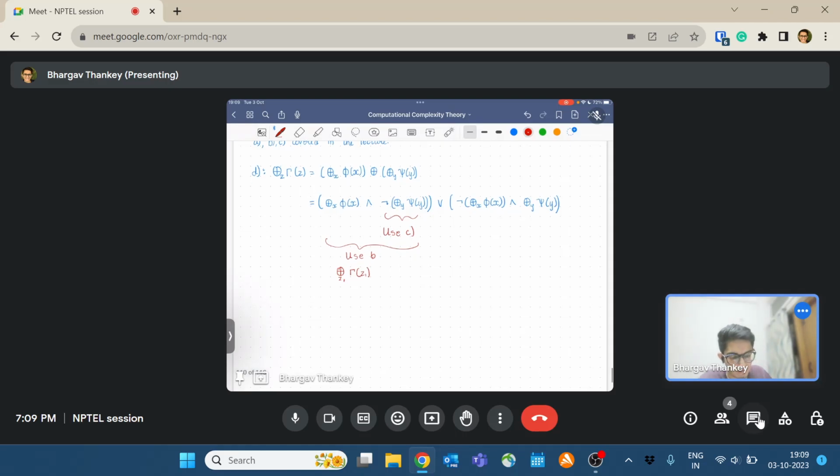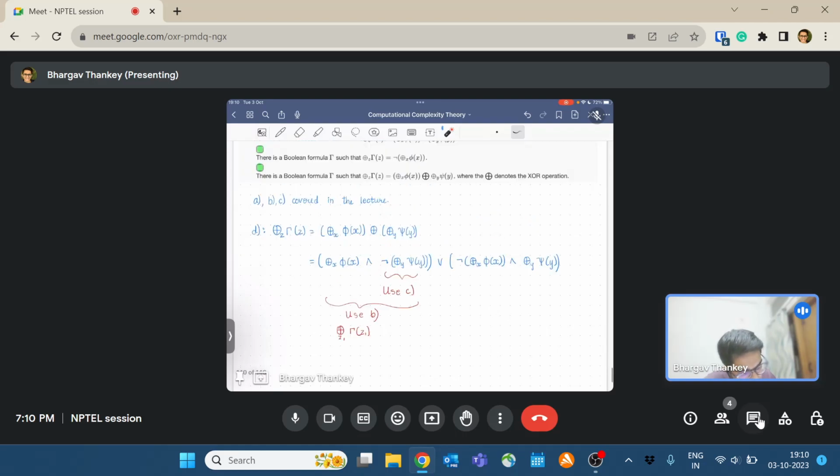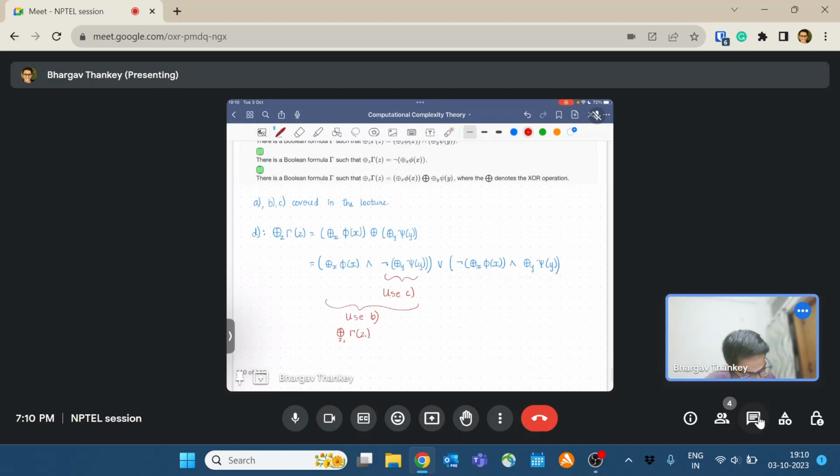Okay, so here Z1 is going to be a subset of Z, and it would contain X, Y, and some additional variables. So using C and B together, we can get a formula equivalent to this. Similarly, using C, we can get this formula. Using B, we can combine these two, right?